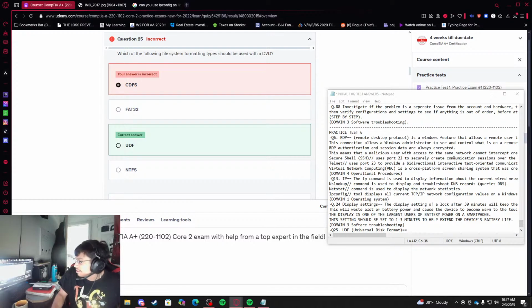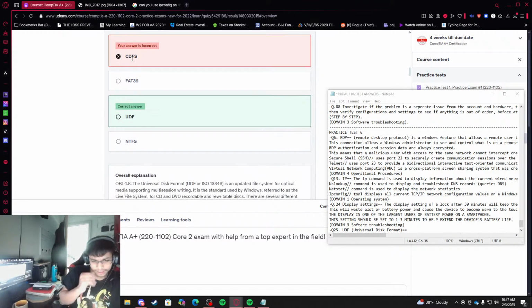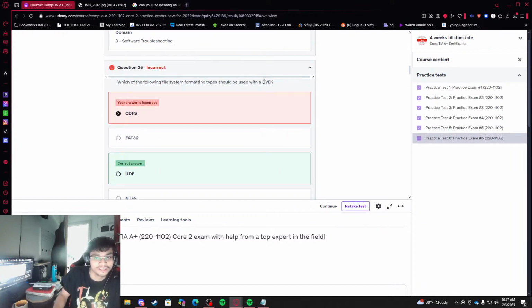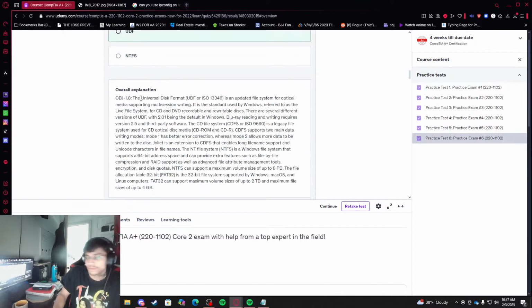Oh wow. All right. File formatting type should be used with DVD. I thought it was CDFS, compact disc file system. I knew it wasn't FAT32 or NTFS because those are actual file systems not used with DVDs. But let's just see the reasoning behind it.